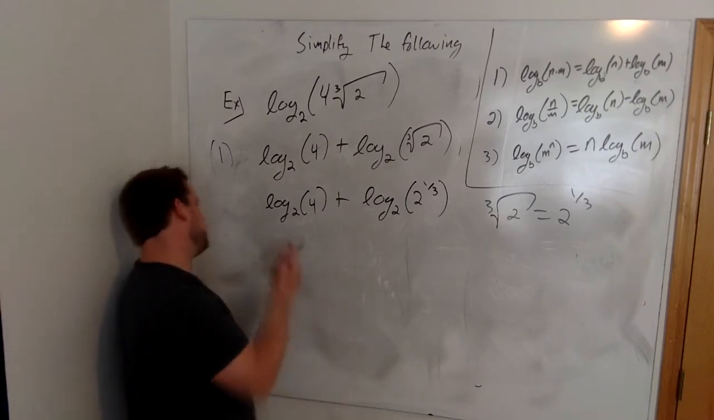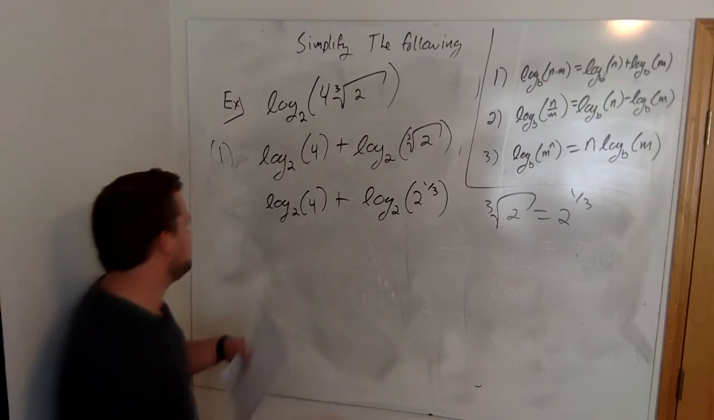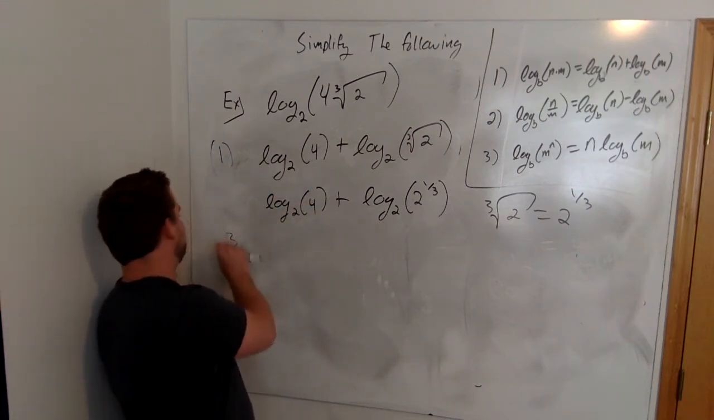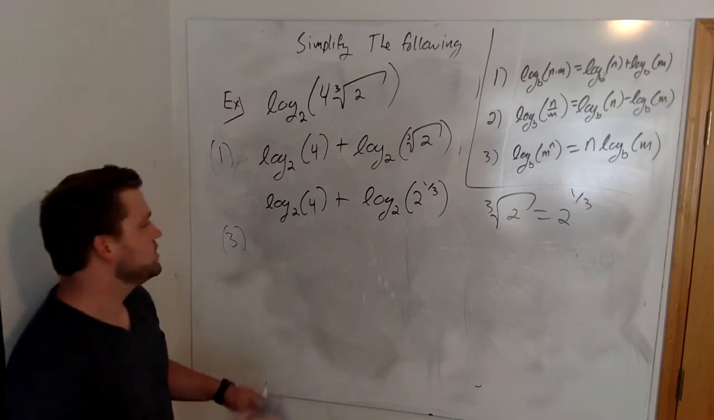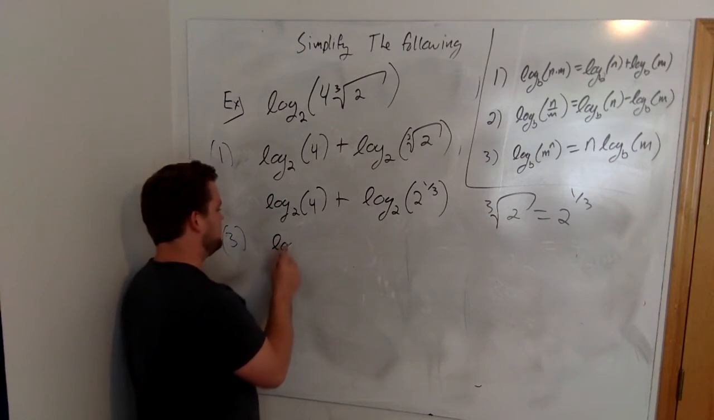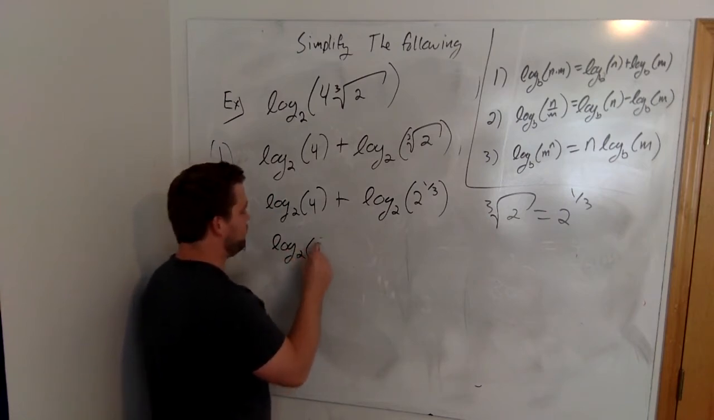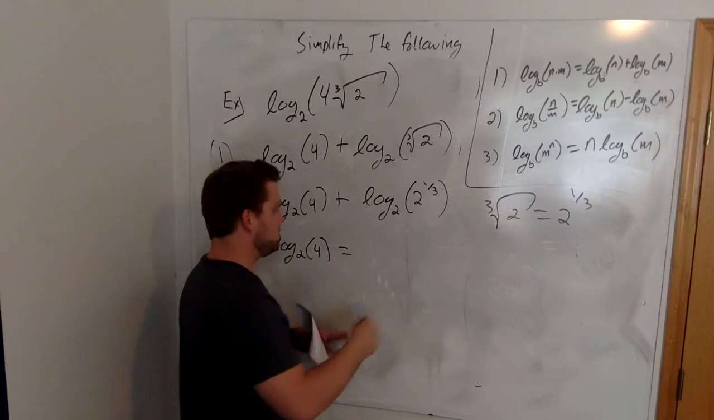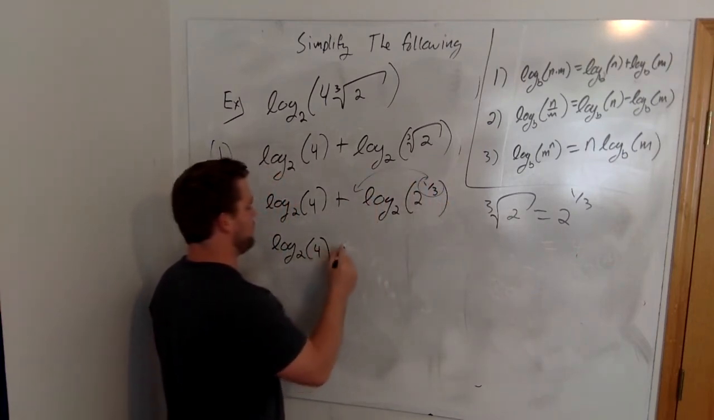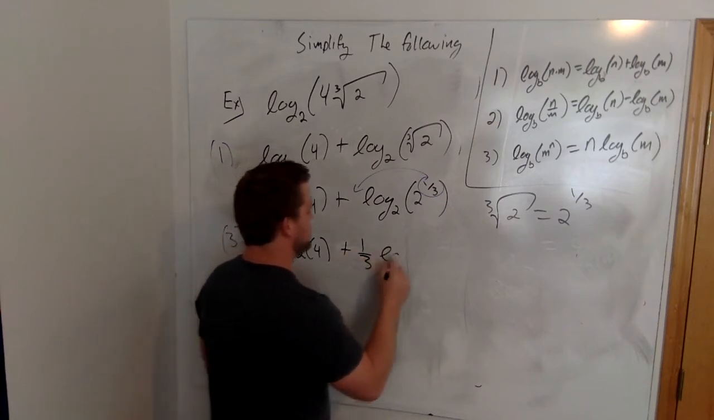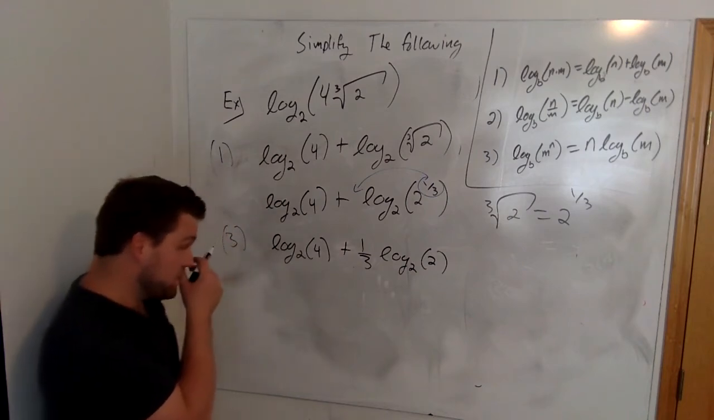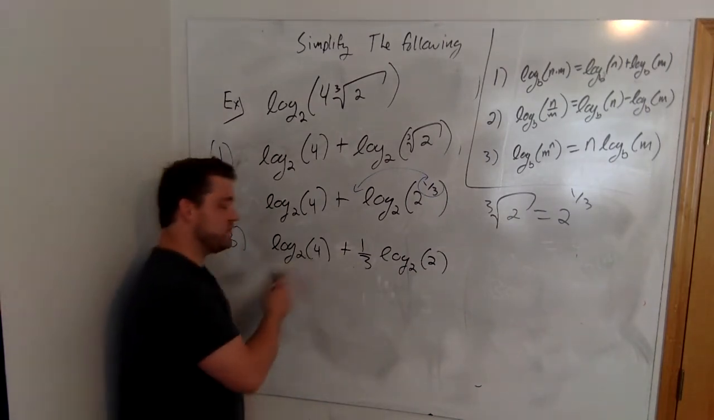Okay, well, I guess there's a couple ways we could continue to approach this. Let's use log rule 3 for right now. Log rule 3 would allow us to bring this 1/3 out front. So this is log base 2 of 4 plus, let's bring this 1/3 out front, 1/3, and then we get log base 2 of 2.